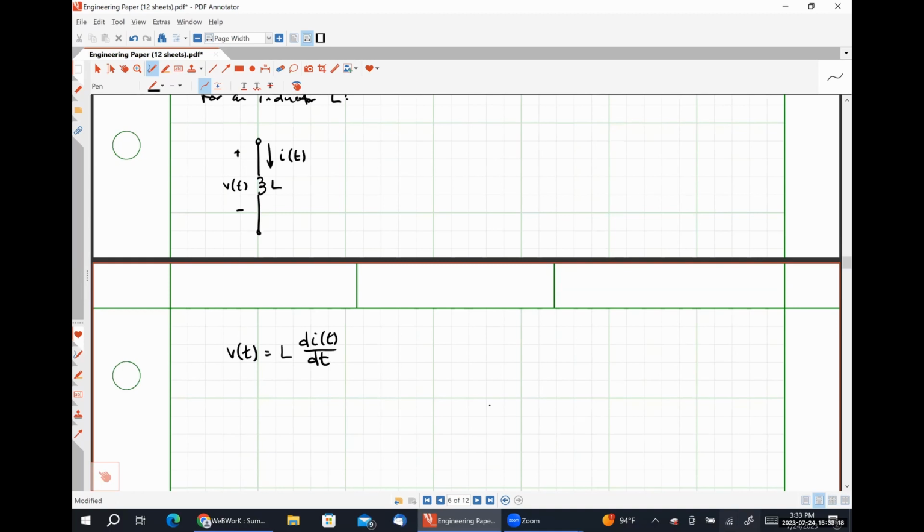Substituting in our complex representations of our time domain signals, this is going to give us Vm e to the j omega t plus theta v will be equal to L times the derivative of Im e to the j omega t plus theta I.